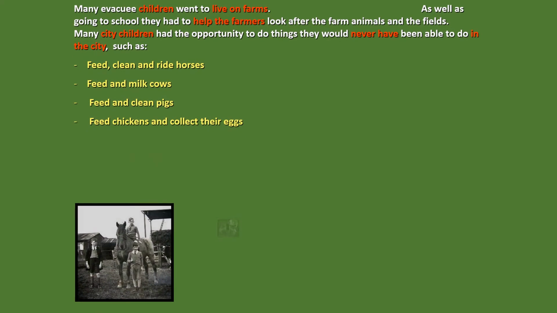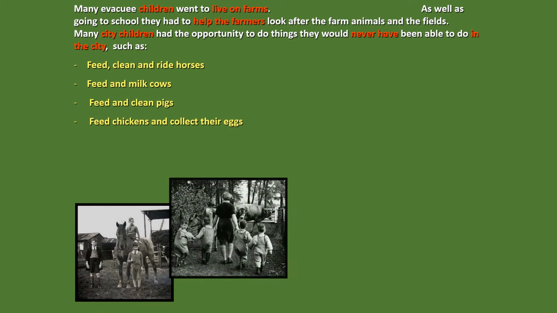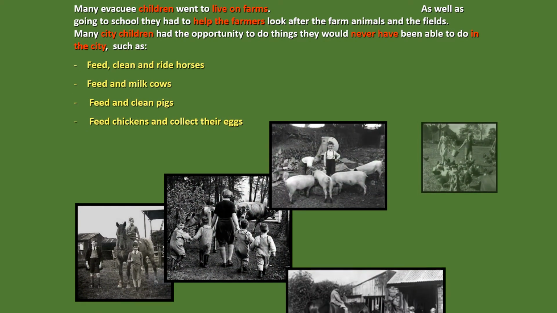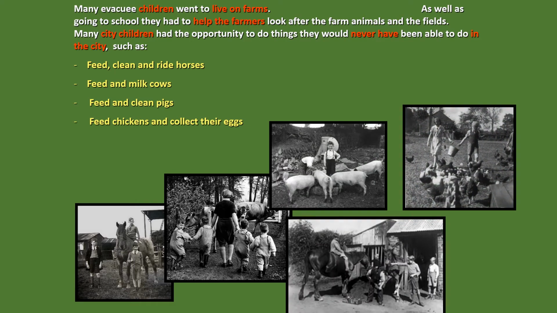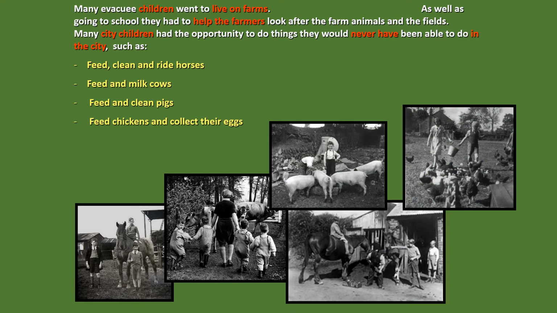Now, many of the children who were evacuated went to live on farms, and that makes sense. They were obviously sent to rural countryside areas. So as well as going to school, which most children had the opportunity to, they also had to help out around the farm, help the farmer. So for many city children, this was an incredible experience because they got to do things they would have never done before. Feeding, cleaning, riding horses, milking cows, cleaning out the pigsty, feeding the chickens and collecting their precious eggs.